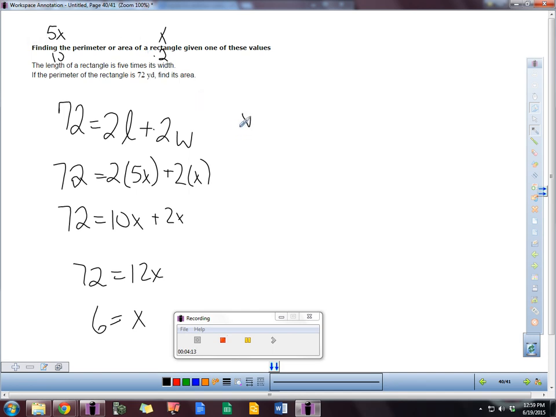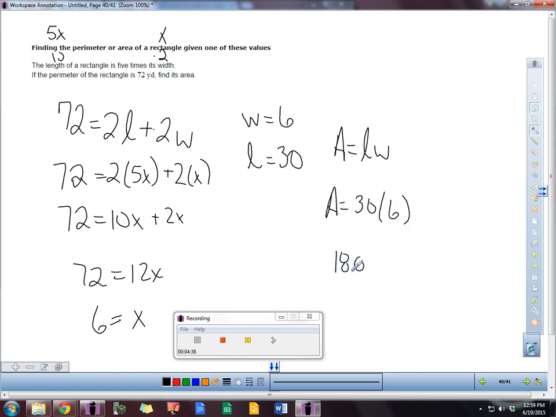Well, it has to be the width. So the width equals 6, but what would the length equal? Well, that would have to equal 30, right? Because 5x is the length, so if x is 6, then the length has to be 30. So let's find the area now. It's length times width, or 30 times 6, 180 yards squared. Alright? So that's how we can come up with that.